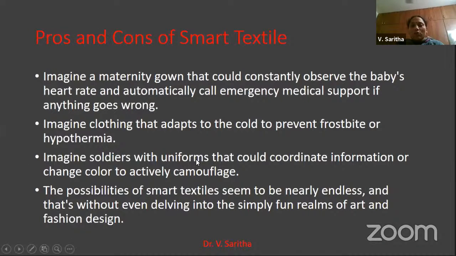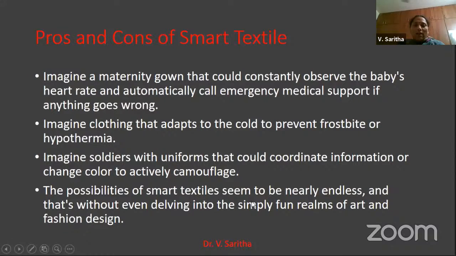Imagine soldiers with uniforms that could coordinate information or change colors to actively camouflage. This is very important for soldiers. Let me say, when the soldiers go into the trees, their dress color should change according to the tree colors. If it is dark green, then it should change to dark green. If they are going into sand, it should change to sand color. Near rocks, it should change to the rock color, so that the enemies will not be able to trace these people.